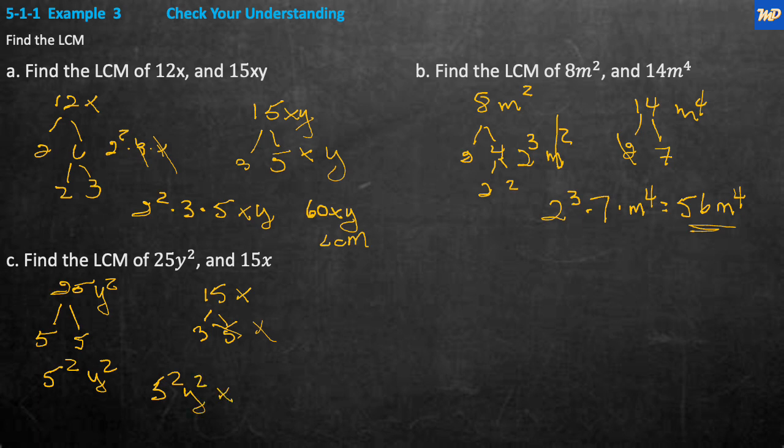And the 3. 3y squared, 5 squared, y squared. And when we multiply that out, you see we got the 3 here. Here's our 3. Our 5 squared is here, and our y squared. So 25 times 3 is 75. And we have a y squared and an x.